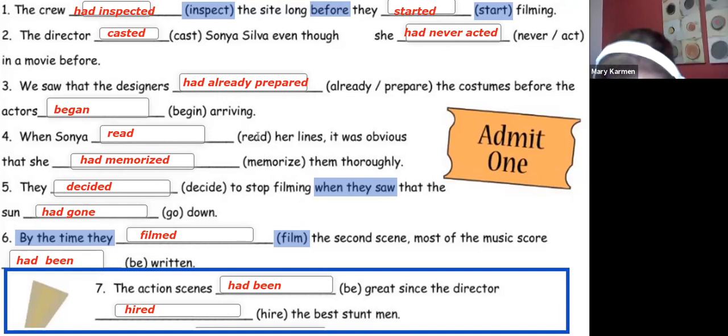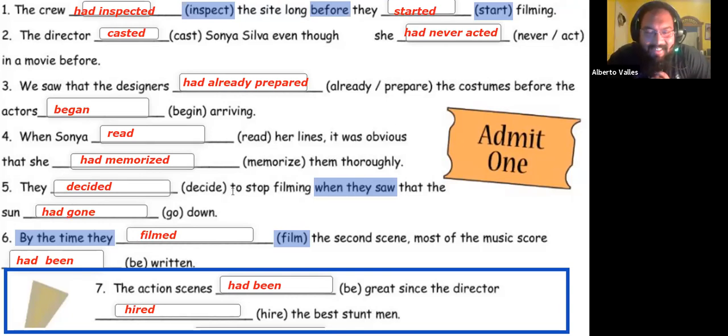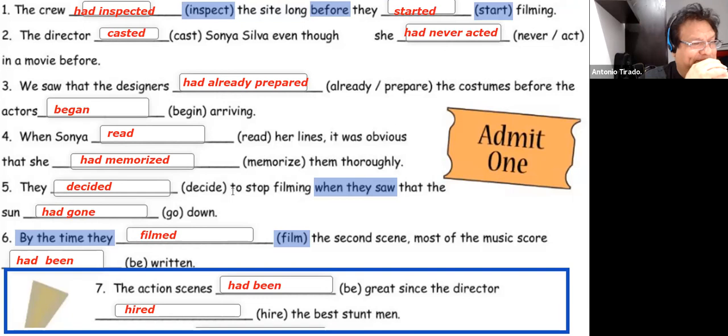Yes, Alberto and Antonio, please. Actually, yes, go ahead. Antonio, you start. Go ahead. Okay, because you said we have to see the context, right?